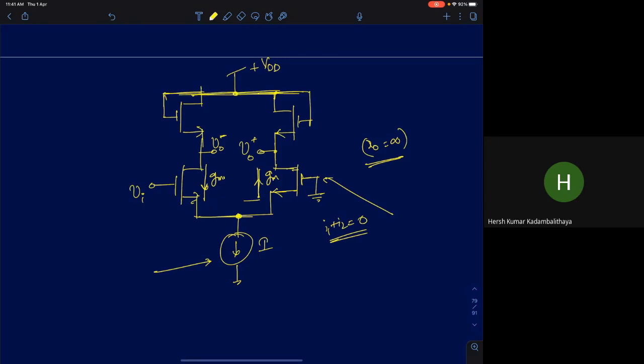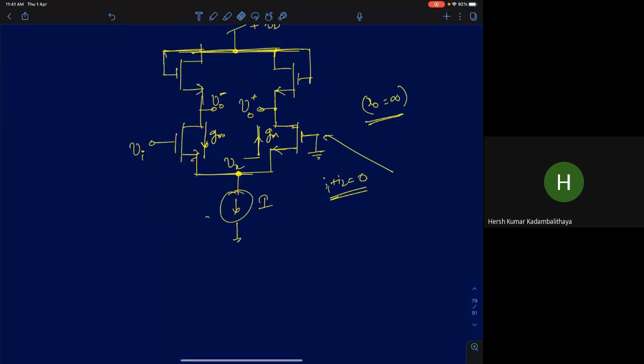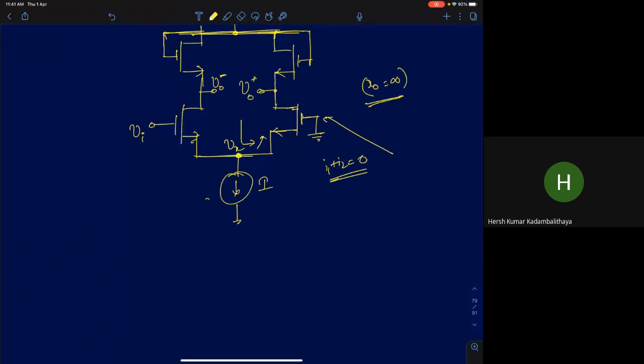For that, you need to know what is this small signal voltage Vx. What do you think that voltage will be? What will be that node AC voltage? To find the AC voltage, you can try, what is the looking in impedance here? I'm looking into the source of this transistor. I'm asking small signal voltage. So what is the looking in impedance? You're looking into the source, 1 by gm.